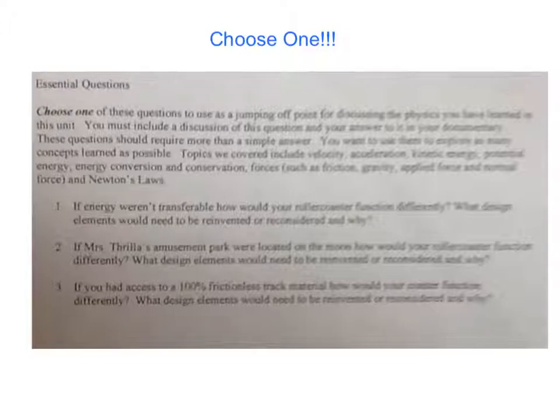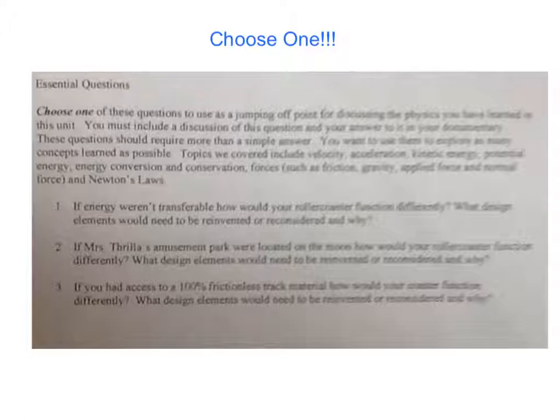Okay, so here are the essential questions. These are on the back of the holistic rubric if you are looking at the hard copy, and if you're looking on the classroom, it's just the 2nd page of the rubric. So make sure that you have a copy of this either electronically or on paper. You're going to choose just one of these questions, and in your documentary, you're going to take a slide or 2 or maybe even 3 and use one of these questions as a jumping off point to talk about what you know about physics.